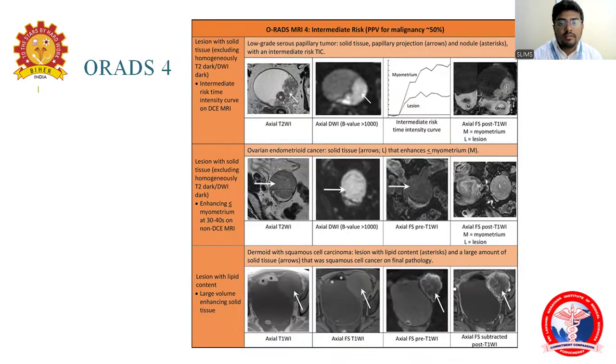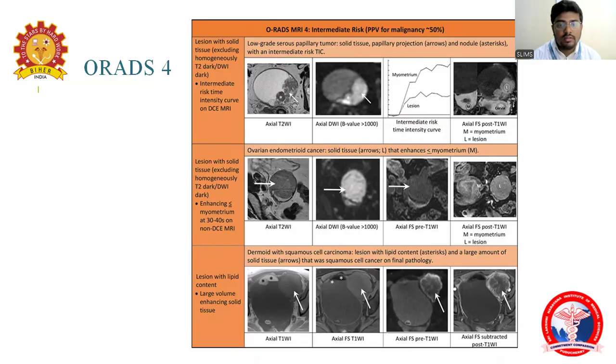And O-RADS 4 category, which is the intermediate risk with a positive predictive value for malignancy of around 50%. This will include lesions with solid tissue, excluding the homogeneously T2 dark or DW dark lesions, with intermediate-risk time intensity curve on DCE MRI.